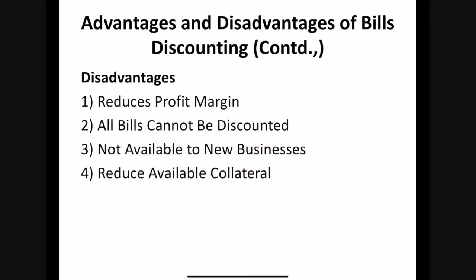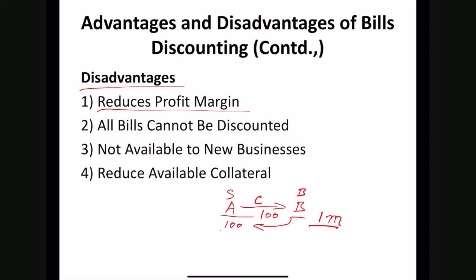Then coming to the disadvantages of bills discounting: reduces profit margin. How does it reduce the profit margin? Just imagine, as I explained in the beginning of the video, there are two persons, A and B. A is the seller, B is the buyer, and he sells the goods to B on credit basis. For example, 100 rupees worth of goods he has sold for 1 month. If he waits for 1 month, he will receive 100 rupees from B. Is there any deduction? No.